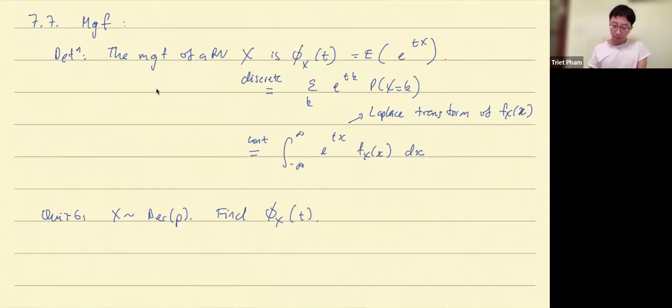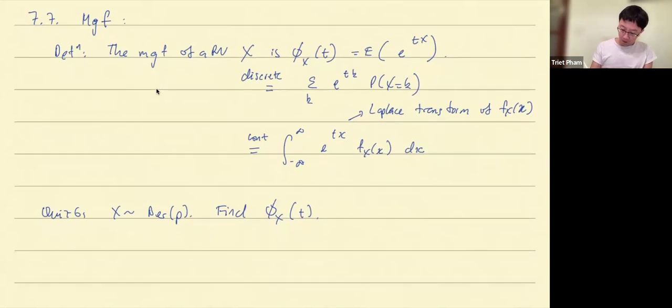Well, what should it be? So when someone asks for the moment generating function of a random variable, it's just a disguised question to ask for the expectation, right?